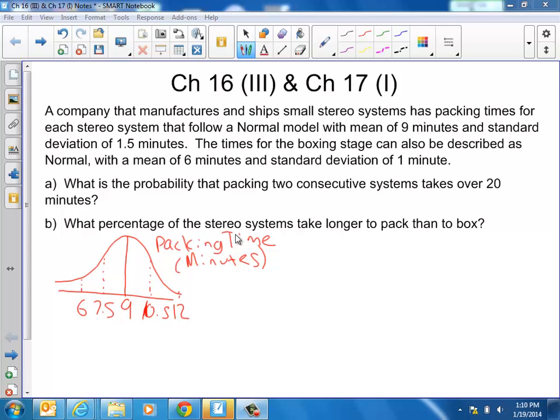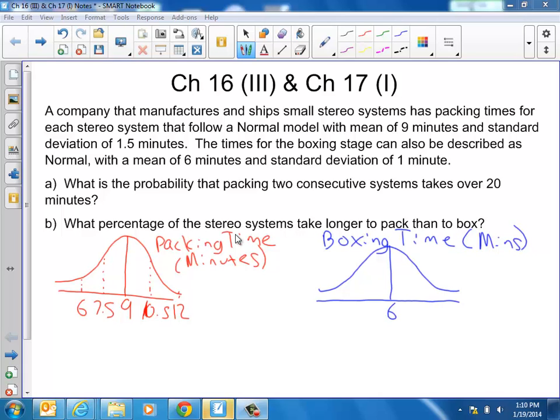That's going to help us out. The second thing that we are given here is the normal model for the boxing stage. So let's start with the labels so I don't run out of room. Boxing time, also in minutes. Let's draw this out. We've got a bell curve, a little fatter. It's got some hips to it compared to the other one. We've got a mean of 6 minutes, a standard deviation of 1, so on either side we're looking at 7 minutes, or 5, 4, and 8 beyond that.